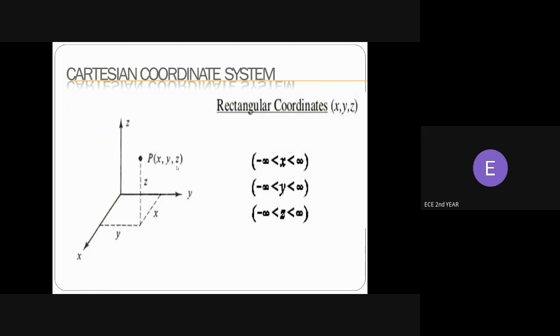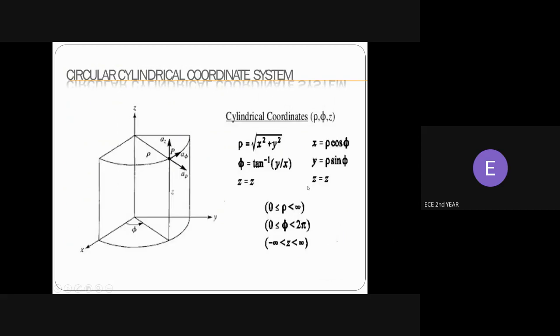And if you take the range for x, y, z values, it can take from the minus value to the plus value, that is, minus infinity to plus infinity. It can have any value between these two limits. The other axes are y and z. Similarly, they also take any values between the limits minus infinity to plus infinity.